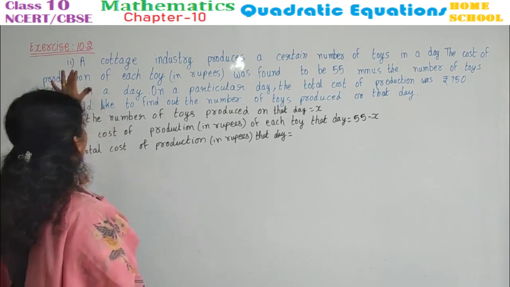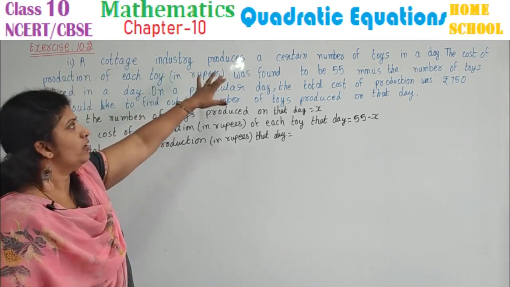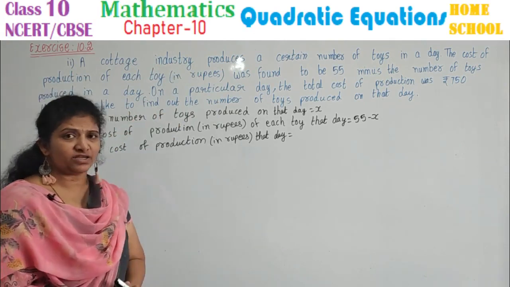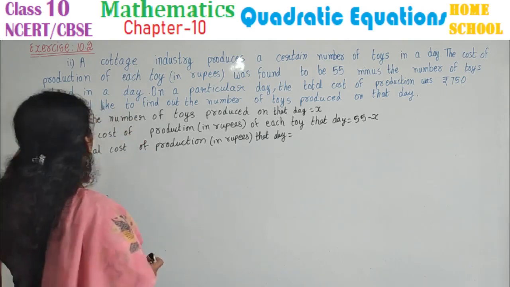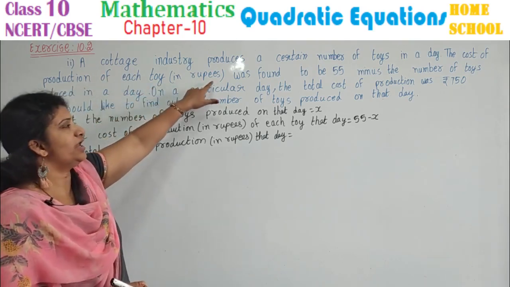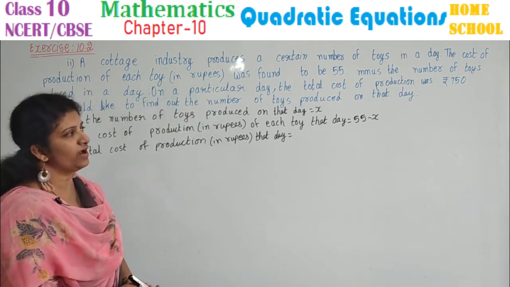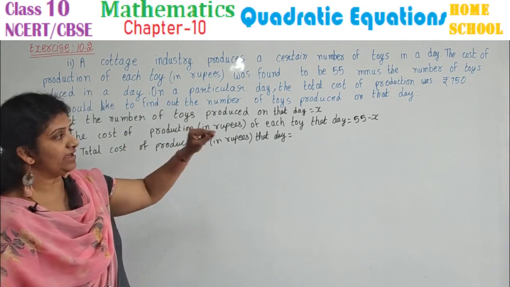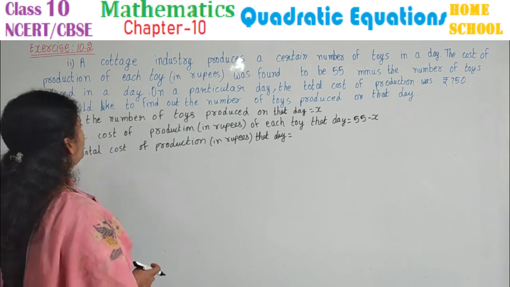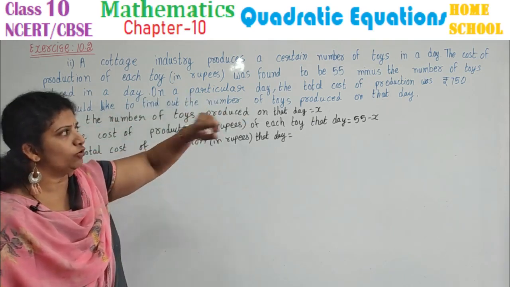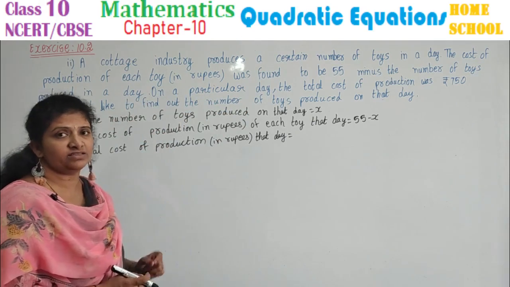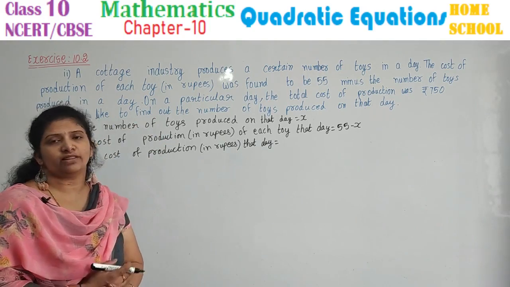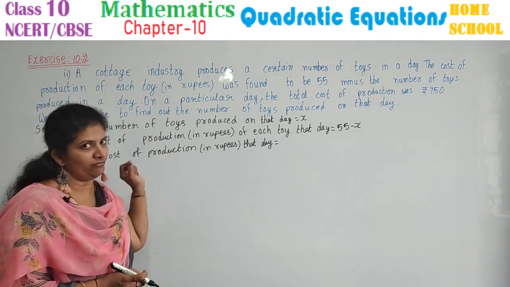Second sub question here. A cottage industry produces a certain number of toys in a day. The cost of production of each toy in rupees was found to be 55 minus the number of toys produced in a day. On a particular day, the total cost of production was rupees 750. We would like to find out the number of toys produced on that day. Understand the problem carefully.